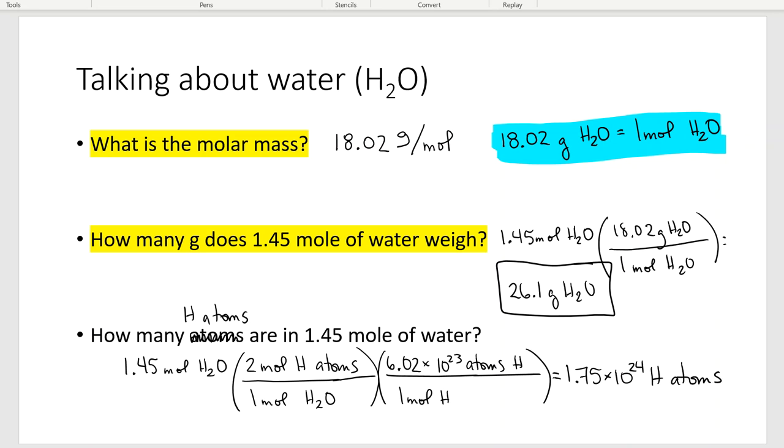All right, that's molar mass. Any questions? Let me know.